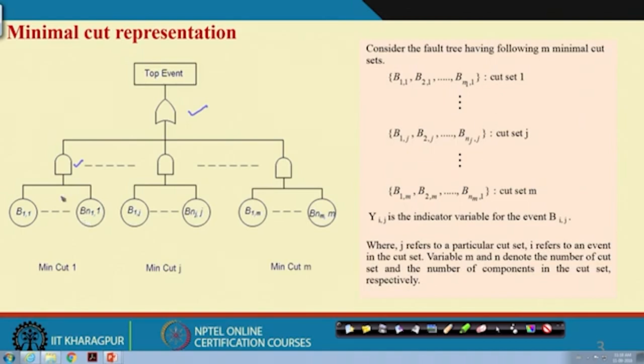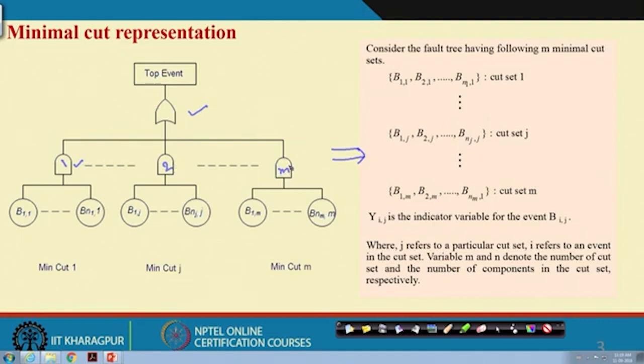Now, this explanation you have already seen. So now we will formally go for the structure function of this particular fault tree. Then we will define the basic events in the cut sets. One is how many cut sets we have: this is cut set 1, cut set 2, and this is cut set M.